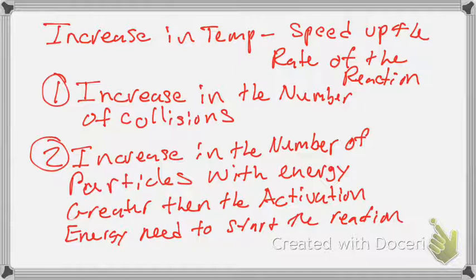In other words, we're going to increase the number of successful collisions. As you essentially increase the temperature, we have more molecules that are moving faster. They're colliding more often, but it also will increase the number of molecules that have energy that's above that activation barrier. And so therefore, there's going to be a greater number of successful collisions that will result, of course, in an increase in the rate of the chemical reaction. All right? So these are two very important points in how increasing the temperature speeds up the rate of a chemical reaction.